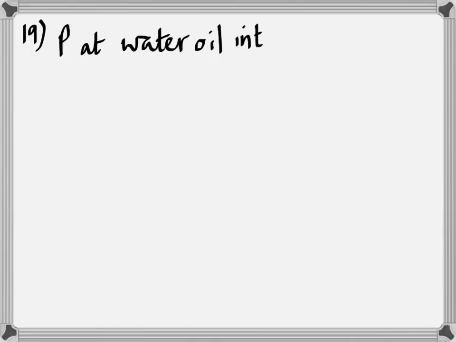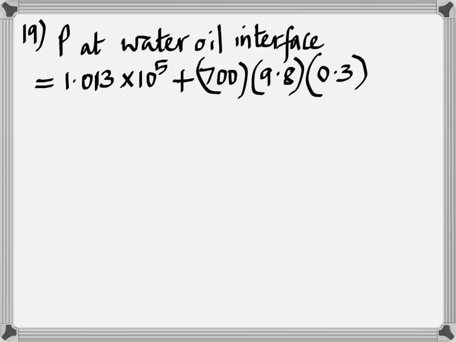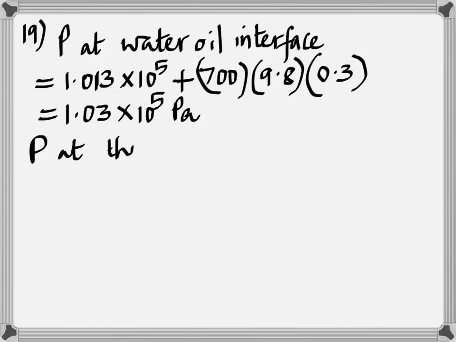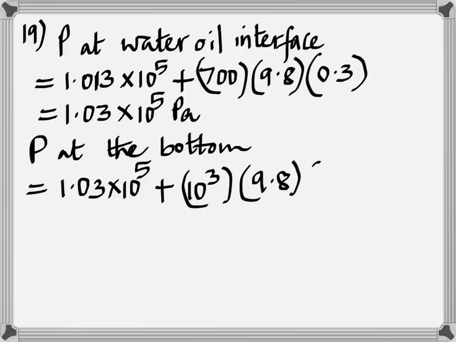Just a matter of finding the pressure due to the two columns and adding them up. Add the atmospheric pressure plus pressure due to the oil column, and then find the pressure at the bottom, which will be the sum of this plus the pressure due to the water column.